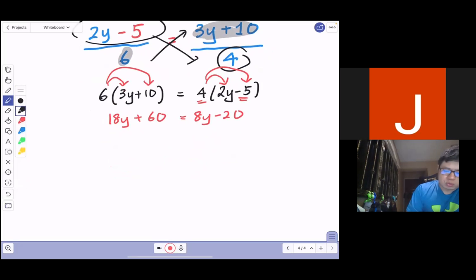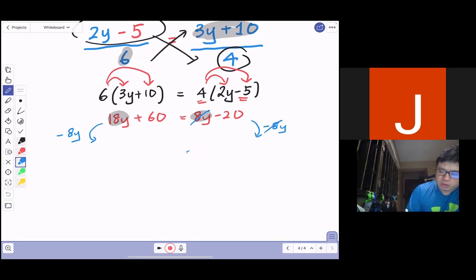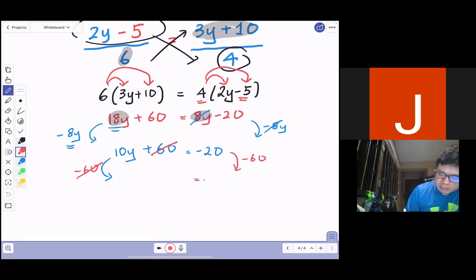Of course, I want these two terms to be together, and these two terms to be together. So first step, I have to reverse, subtracting 8y on both sides. If I subtract 8y on both sides, it cancels and I get 0. 18y minus 8y gives 10y plus 60. Next, I want the y to be alone, so I minus 60 on both sides. It cancels, and if I minus 60, I get negative 80, and 10y.